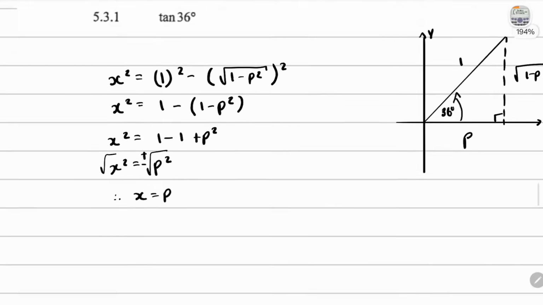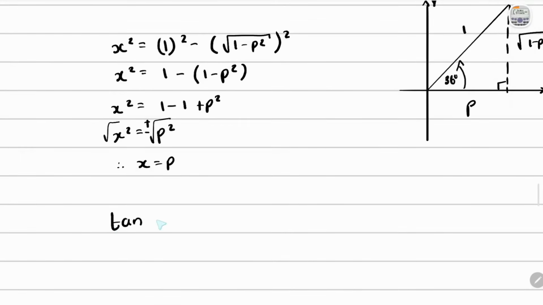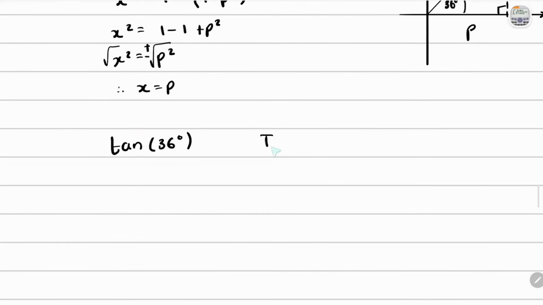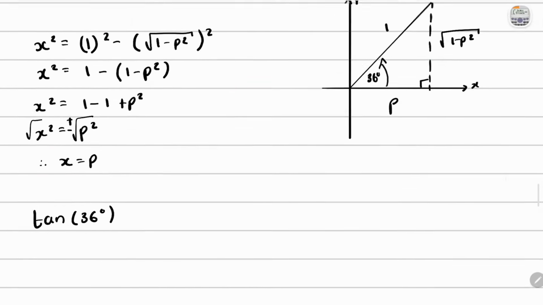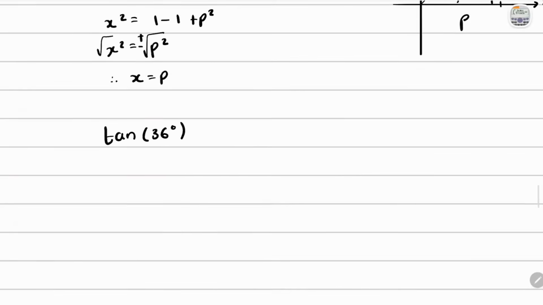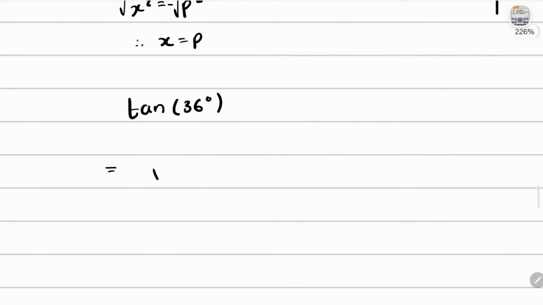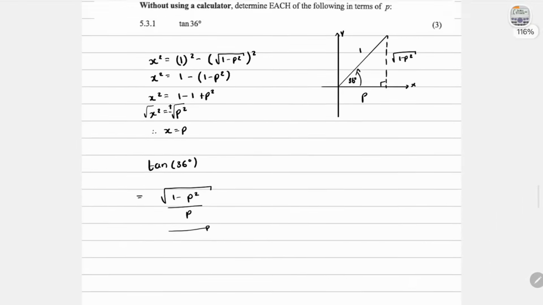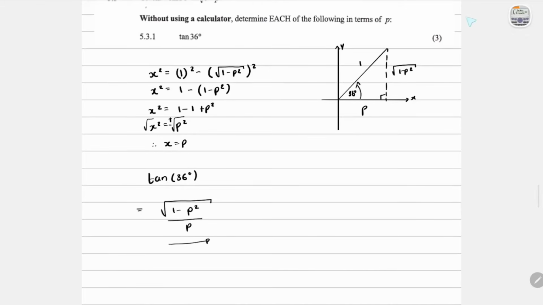So to find tan 36 degrees, remember that tan is opposite over adjacent, the TOA part. So we'll say the opposite side, which we can see opposite 36 degrees is the square root of 1 minus p squared, over the adjacent side, which is p. So our answer here is simply the square root of 1 minus p squared over p. And there we go. That is our answer. Moving on to the next question.